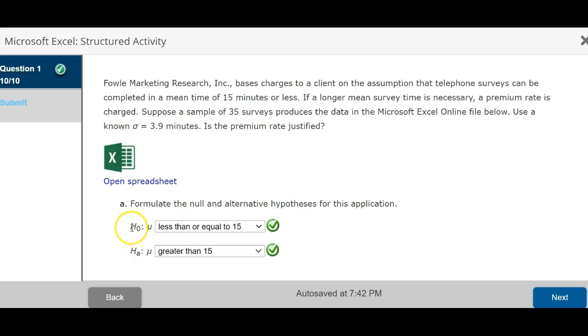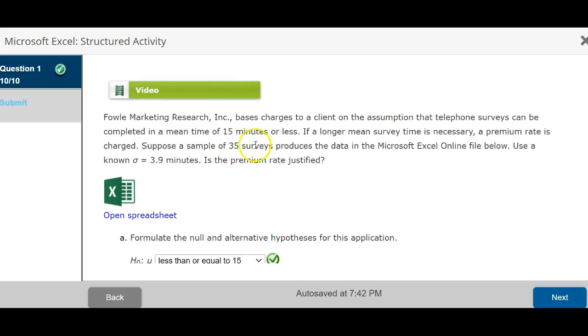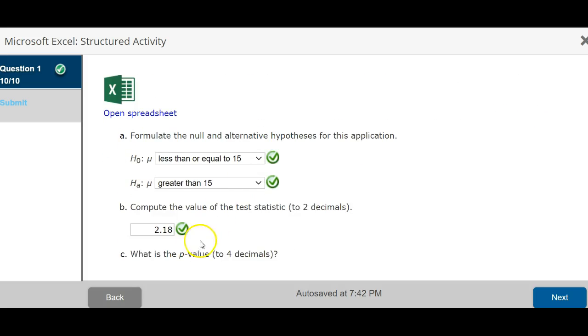So in setting up the null hypothesis, the assumption is that mu is less than or equal to 15. Therefore, the alternative is that mu is greater than 15. The next thing we have to do is compute the value for the test statistic. Now, what's key in the test statistic is that because we have 35 surveys, n equals 35, we can use the z-value. But let's look at how we calculate that.